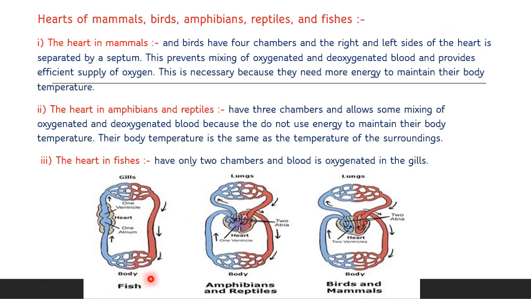The last one is the heart of fish. It has only two chambers, and the blood is oxygenated in the gills. So this is regarding the heart of mammals, birds, amphibians, reptiles and fishes. Let us move on to the next slide.